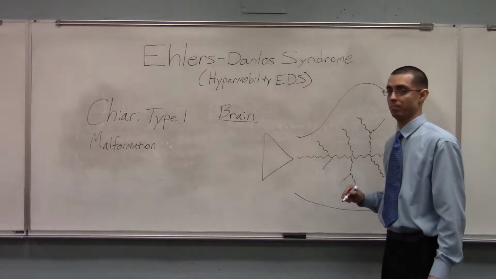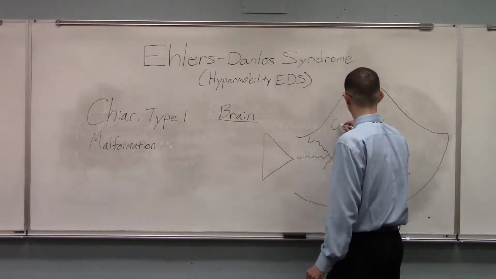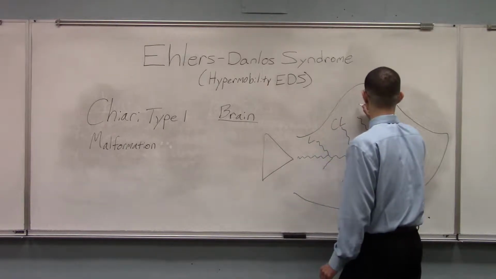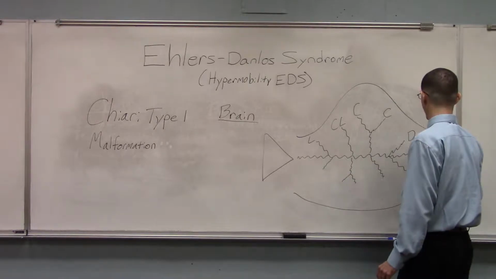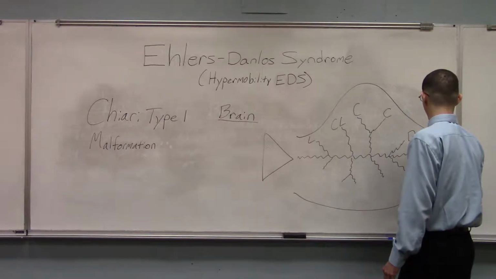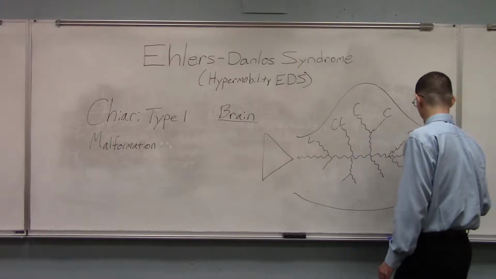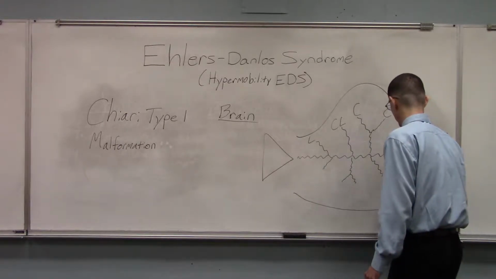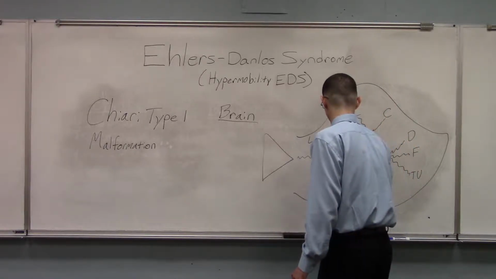There are 10 of them. They are the lingula, the central lobule, the culmen, declive, folium, tuber, pyramid, the uvula, and the nodule.